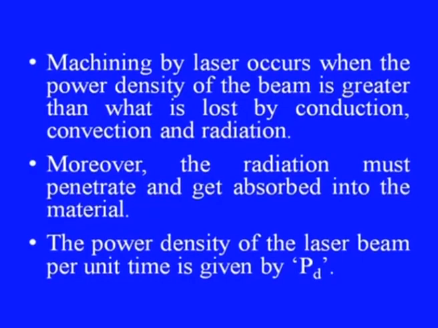Additionally, heat diffusion into the bulk material causes phase change, melting and/or vaporization. Depending on the power density and time of beam interaction, the mechanism progresses from heat absorption and conduction to melting and then vaporization. Machining by laser occurs when the power density of the beam is greater than what is lost by conduction, convection and radiation. Moreover, the radiation must penetrate and get absorbed into the material.